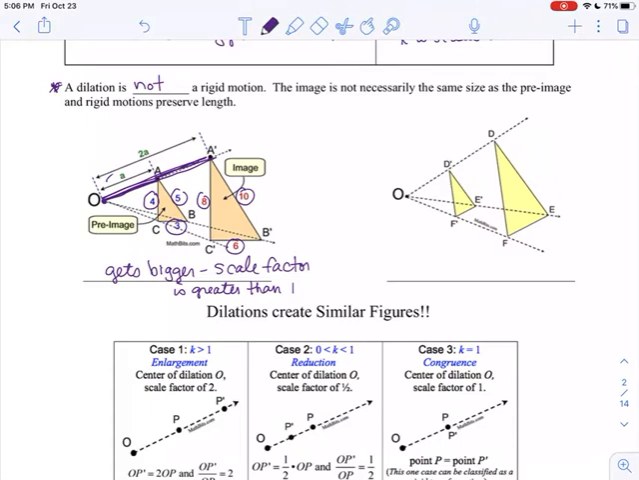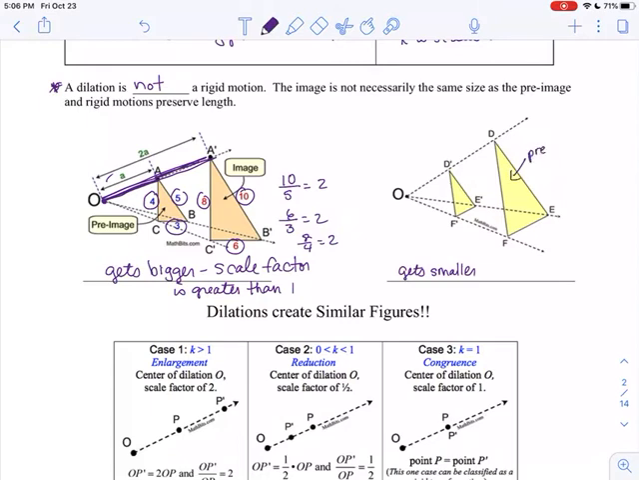I can actually figure out my scale factor because I have some numbers on the side. The way I figure out my scale factor is image over pre-image. The image is what it became. You can just take any one of these sides, 10, and put it over the pre-image, 5. My scale factor is 2. The scale factor is the same for all the sides. Take the other side, 6 and 3, which is 2. Or take the other two sides, 8 and 4. All the sides have the same exact scale factor.